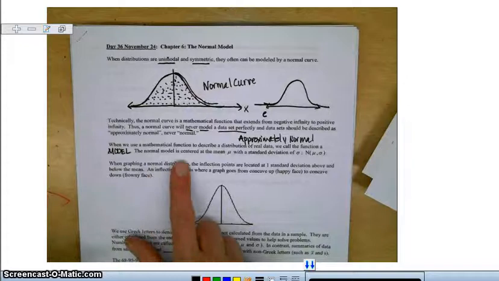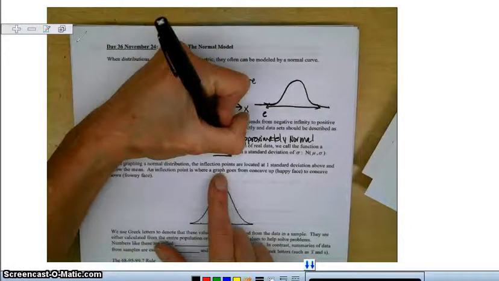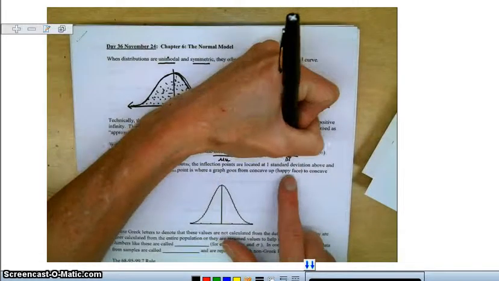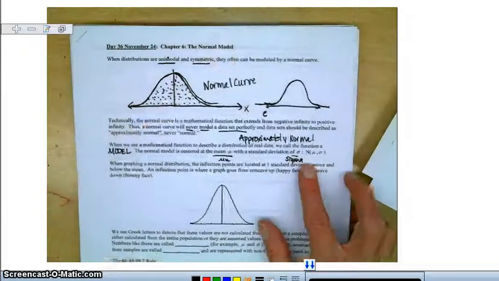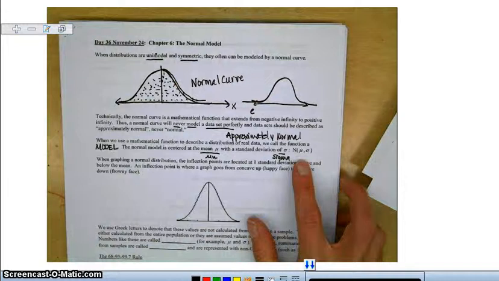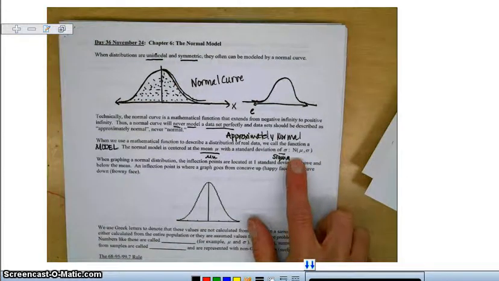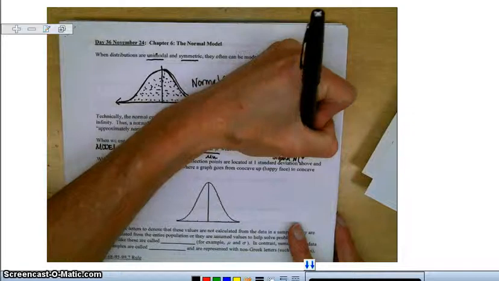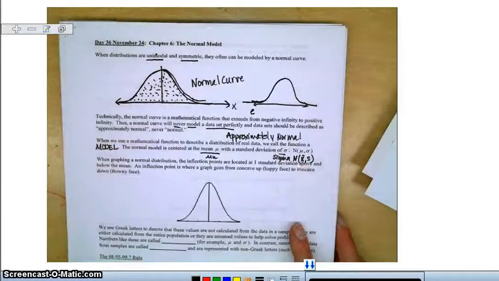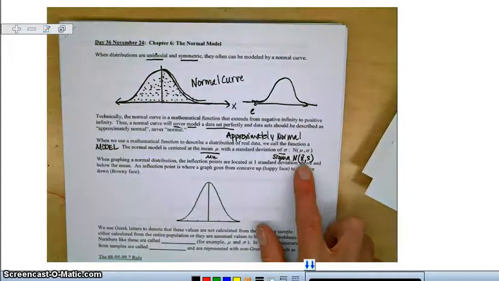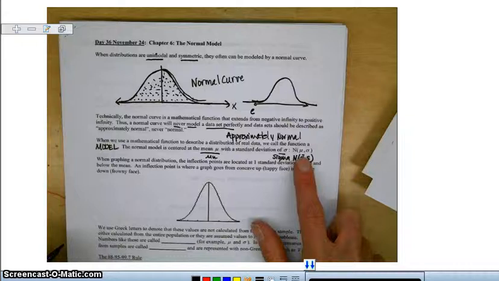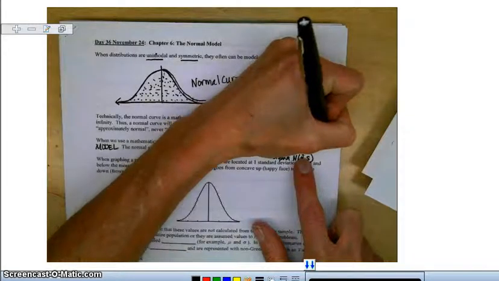In the normal model, it is centered around the mean mu and a standard deviation of sigma. This is mu, the Greek letter mu, and that is the Greek letter sigma. The way we write a normal distribution is capital N, begin parentheses, mu, comma, sigma. And sometimes if you're dealing with data, it's x bar, comma, s. So x bar is the sample mean, if you've taken a sample, and s is the sample standard deviation. Mu and sigma are the census or true values.